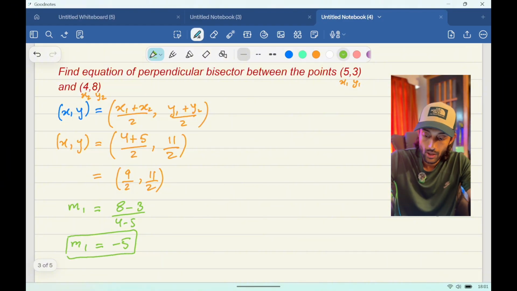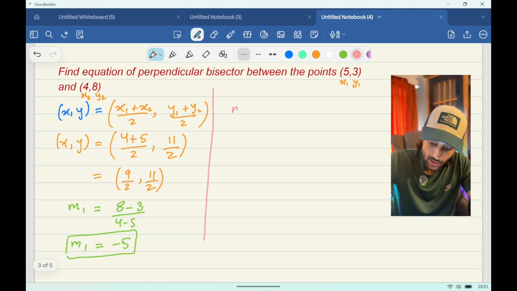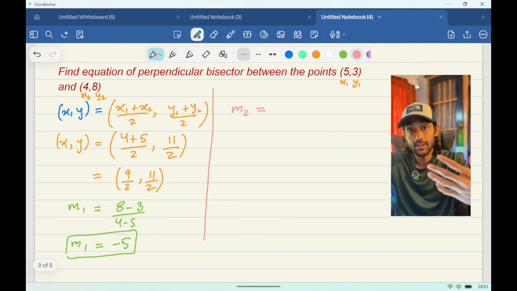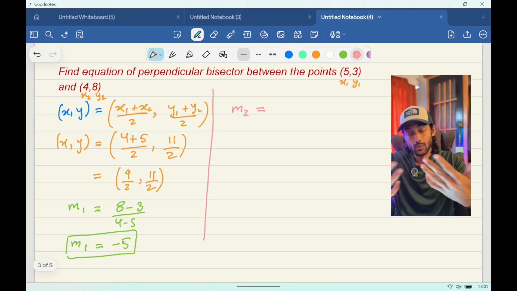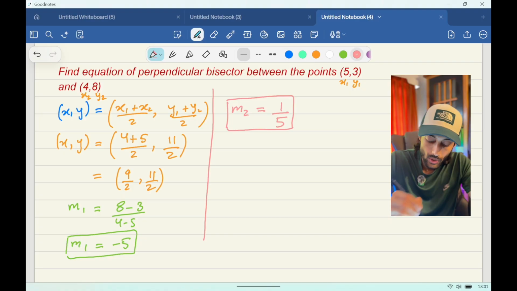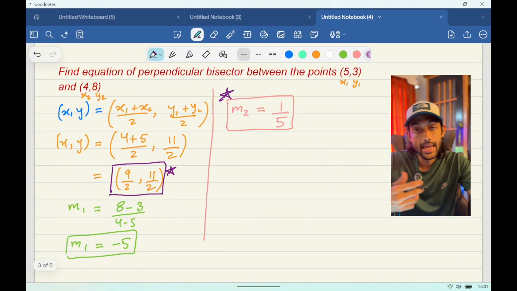Once you have your value of m1, as I mentioned earlier, how will you find out the value of m2? It's the negative reciprocal. So m2 is equal to, you will take the reciprocal of negative 5, leaving you with 1 over negative 5, but you will also change the sign. So it will be positive 1 over 5. So this is my value of m2. Once you have your value of m2, these are the two main things that you have to do. Use this m2 and use this midpoint to find out your equation.